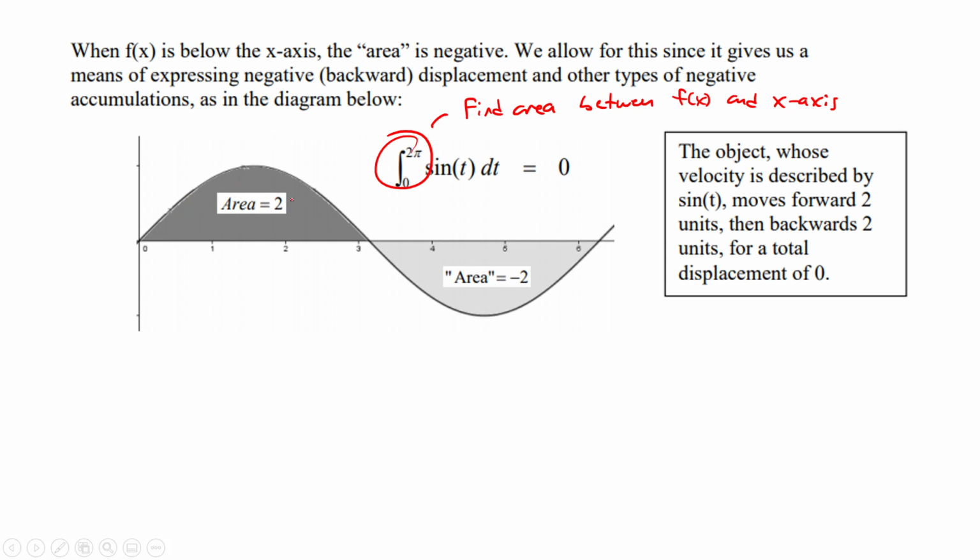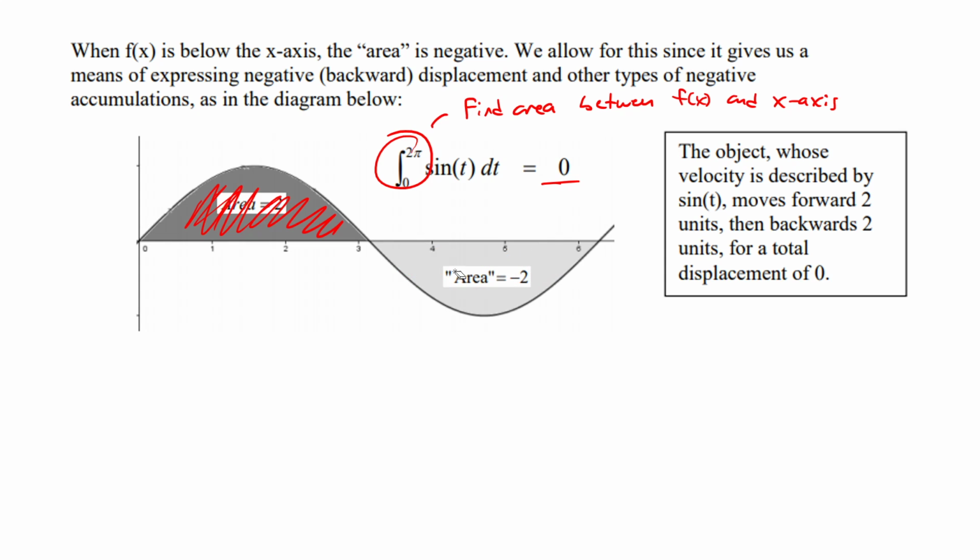Okay, so what we do is we allow area, I put that in quotes, right, because we learn in geometry area can never be negative. Okay, but in a calculus context, it makes sense to allow that area under the curve to be considered as negative accumulation. You move forward 2 units. If you calculated this integral, you would find this is 2. And then you move backwards 2 units. And so altogether, you don't end up going anywhere.